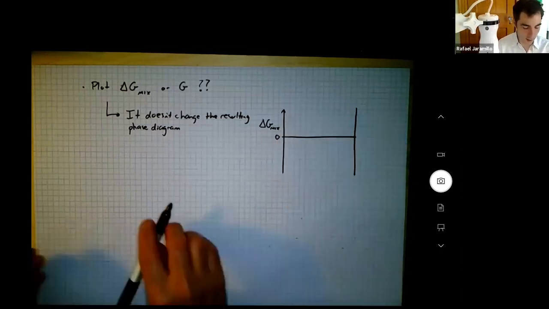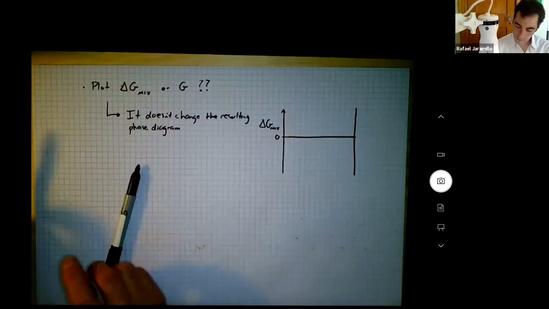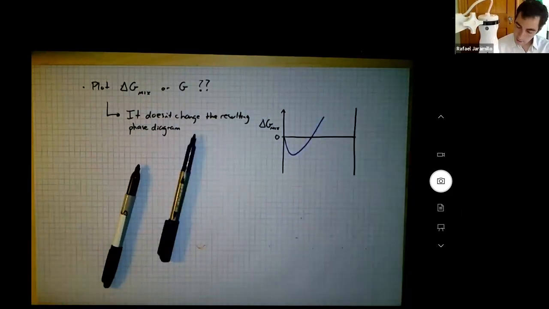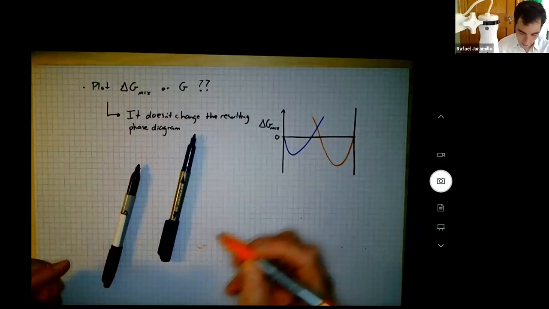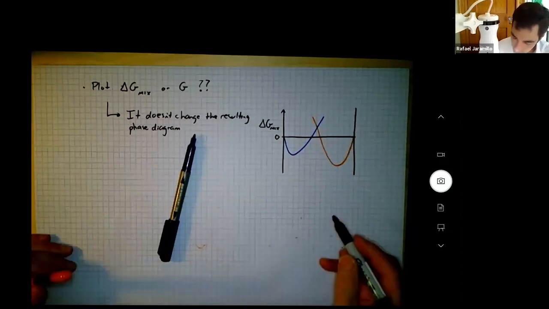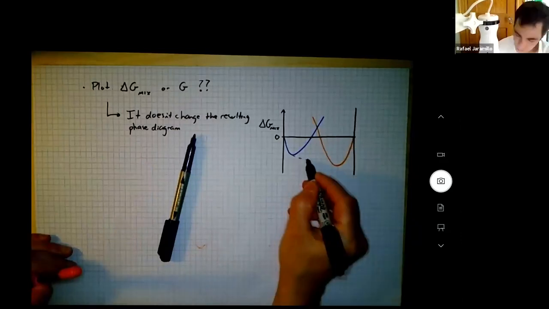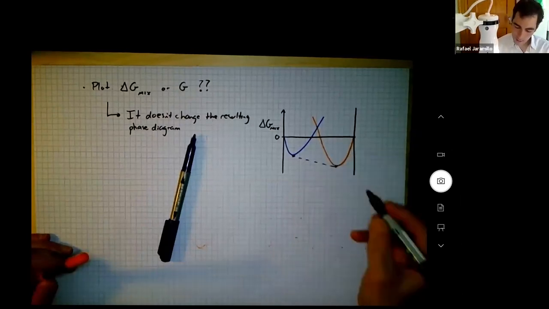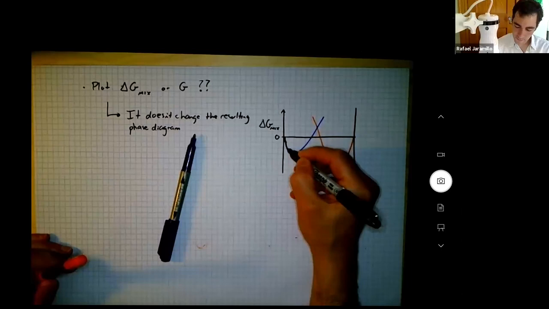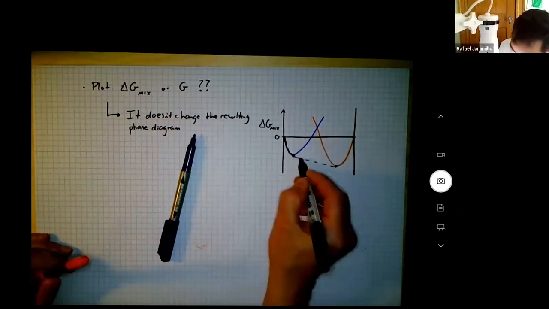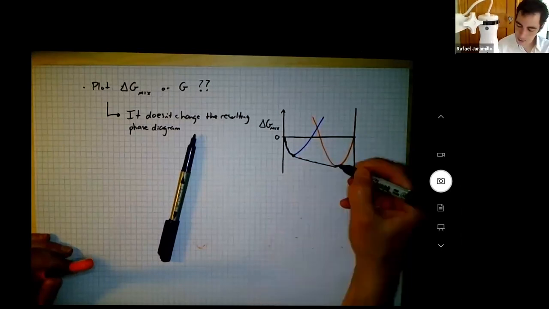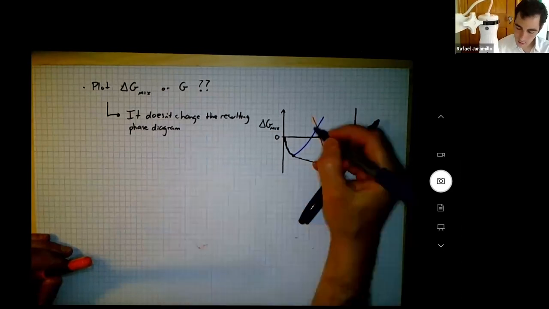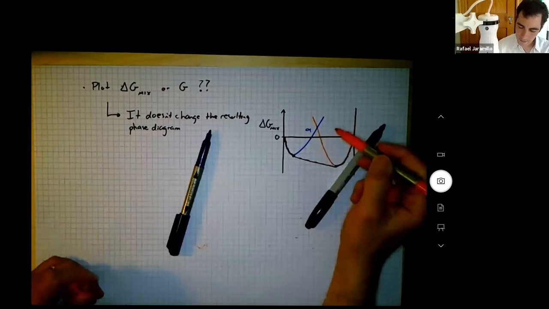Here's a free energy of mixing for, here's an alpha phase. And here's a beta phase. And I have a common tangent construction. And my phase system is what? Alpha solid solution, two-phase region, beta solid solution. Here's alpha, here's beta.